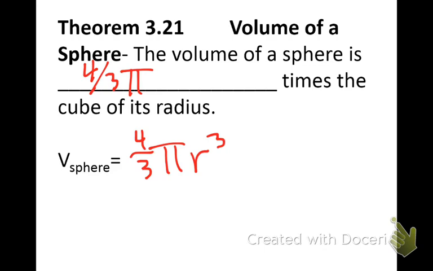Now, we can prove why it's 4/3 pi r cubed. If I take, and you need to be able to be familiar with this process, there's a question similar to it on either the quiz or test. So you need to understand what's going on here.